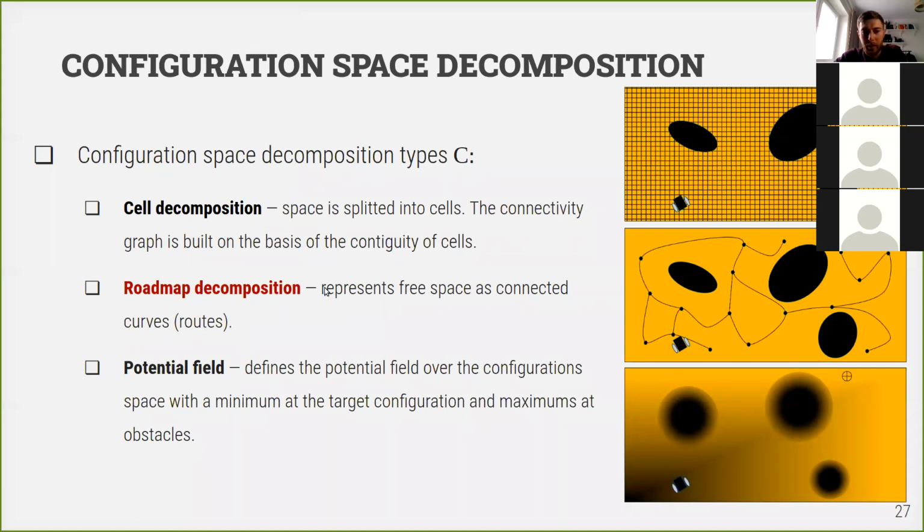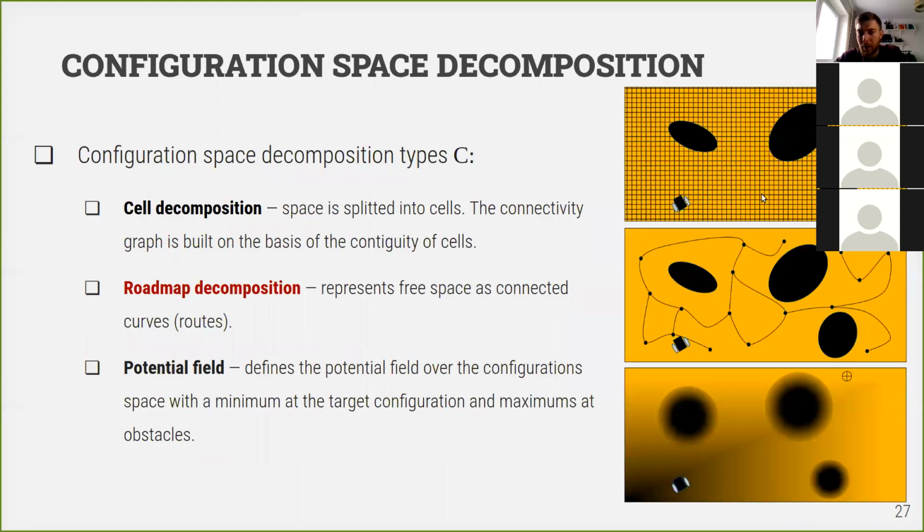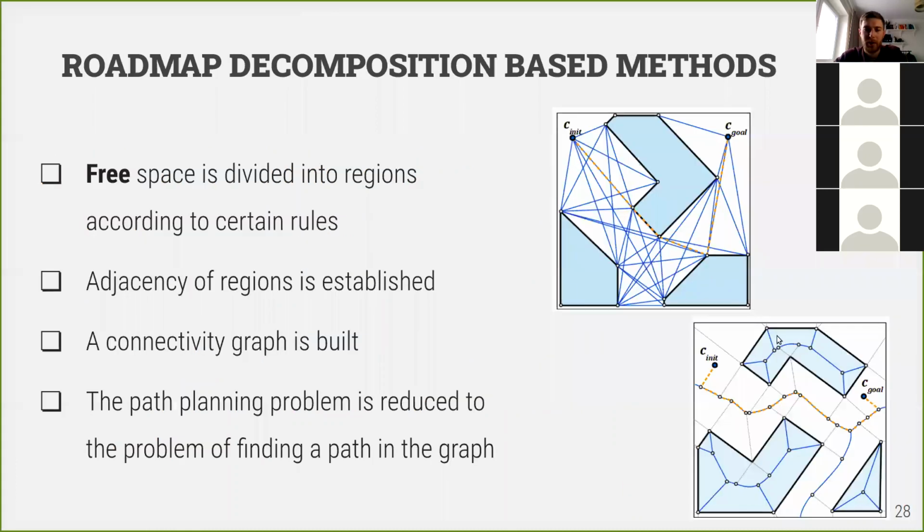The second type of decomposition is roadmap decomposition, and there are many algorithms to perform it. The most important difference here is that we only consider and decompose free space, so we do not consider obstacles. That is good because our graph becomes smaller. If here we had a graph which also had all cells inside obstacles, here we will have a graph which only considers free space. So this is an advantage.